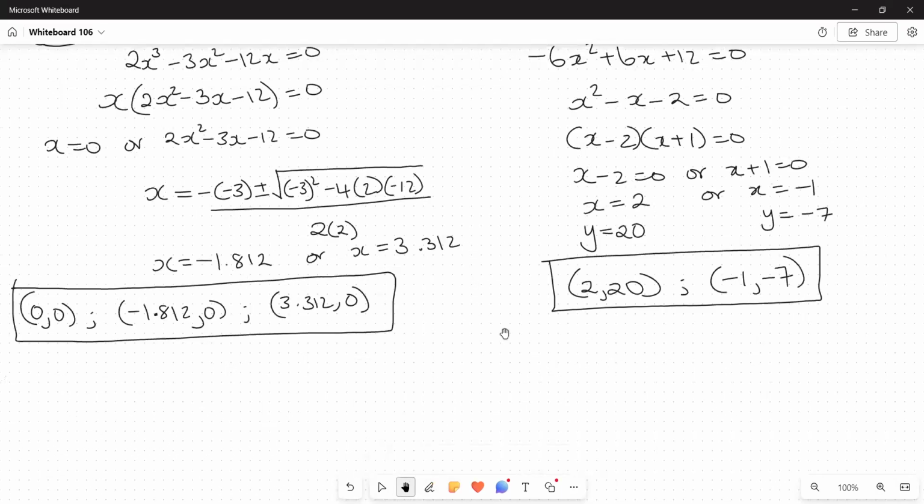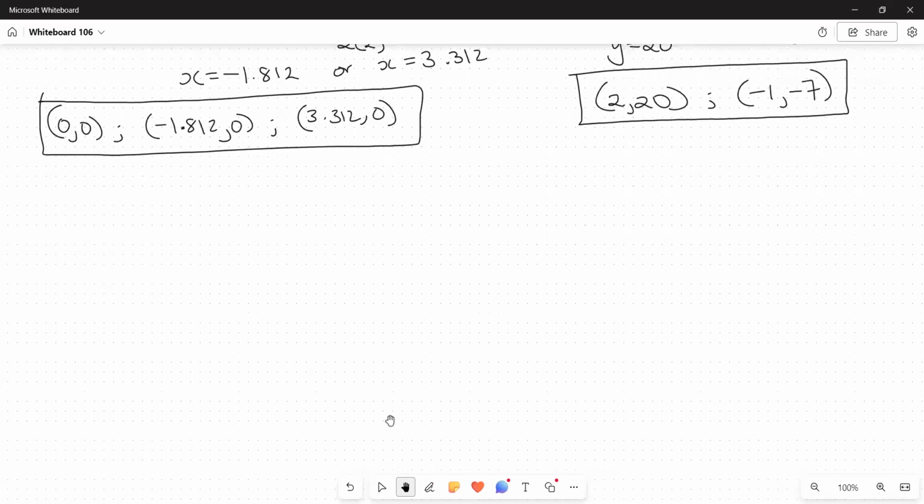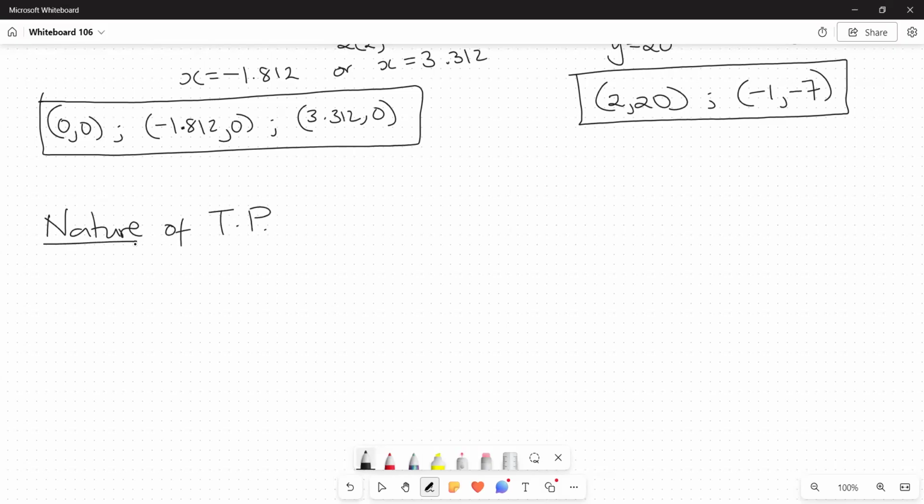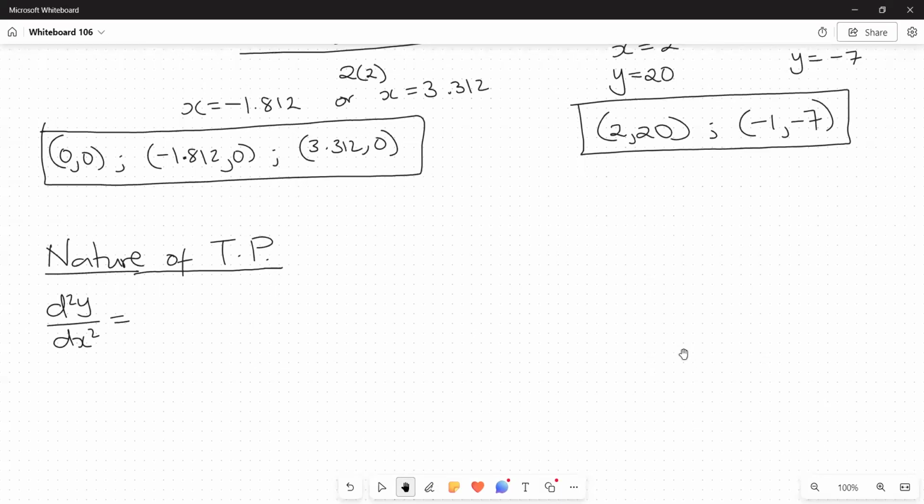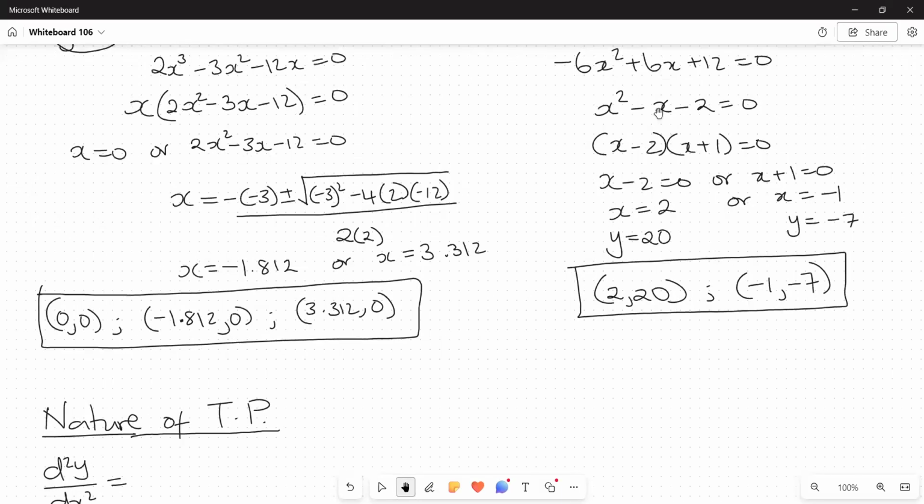Then the third step is the nature of the turning points. What is the nature of these turning points? What that means is, are my turning points maximum? Are they minimum? Are they points of inflection? To determine the nature of the turning points, we have to find the second derivative. So we find d²y/dx², and the second derivative just means you must differentiate the first derivative.